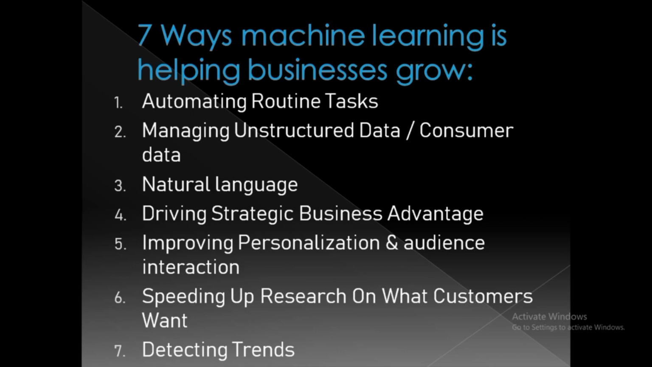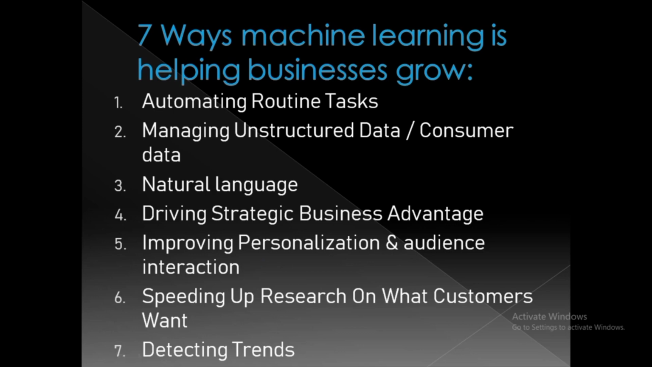Natural language processing means dealing with human related conversation, converting text to voice, voice to text, or converting human messages to text, or decrypting and encrypting messages. All these things come under natural language, which is done with the help of ML. Driving strategy and business advantage means to grow the business by driving different strategies, improving personalization and audience interaction, such as companies like Amazon, Flipkart, YouTube.